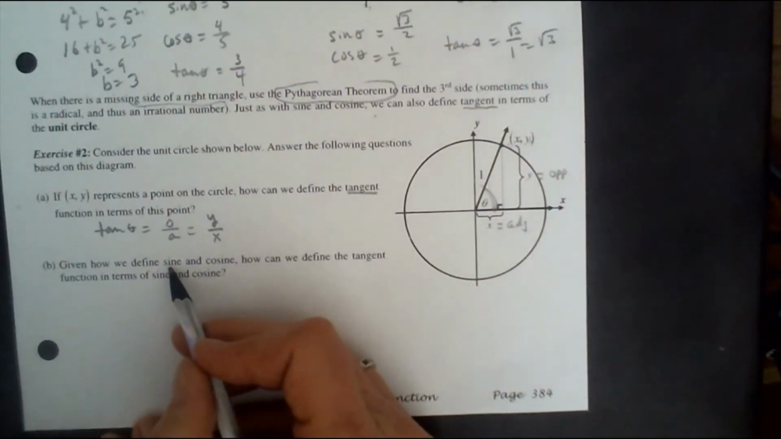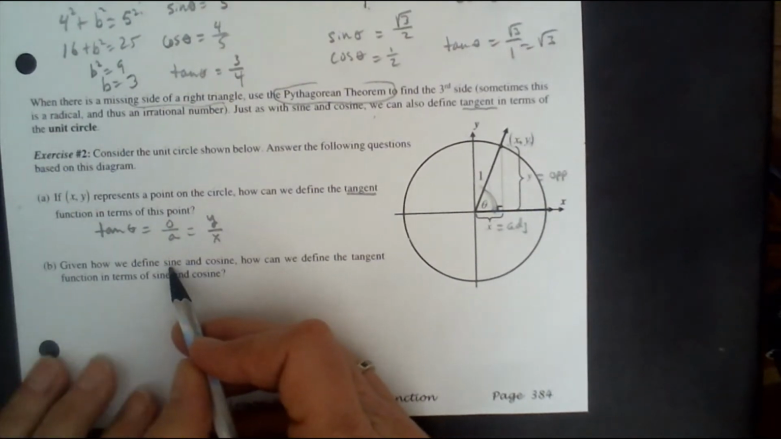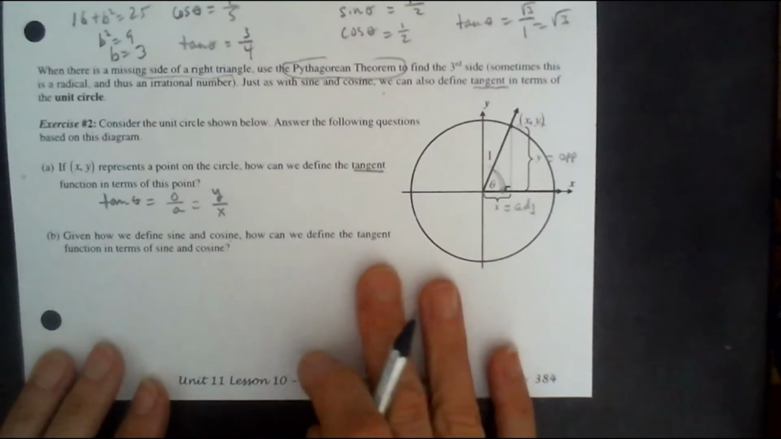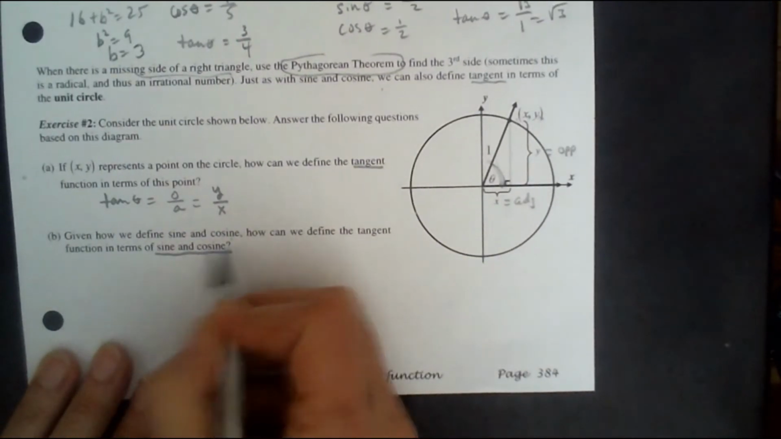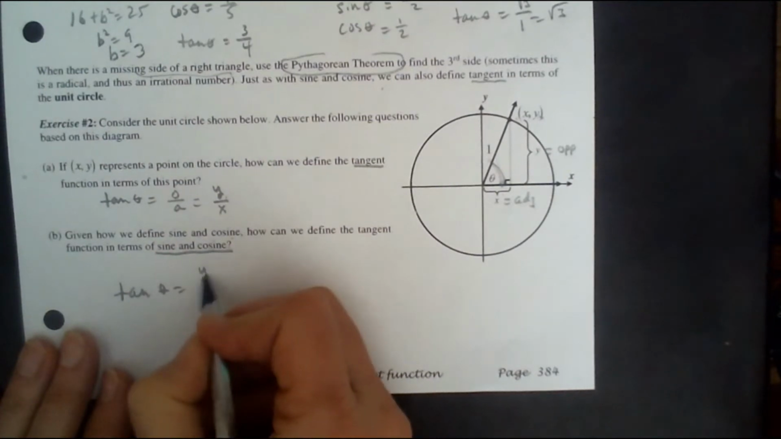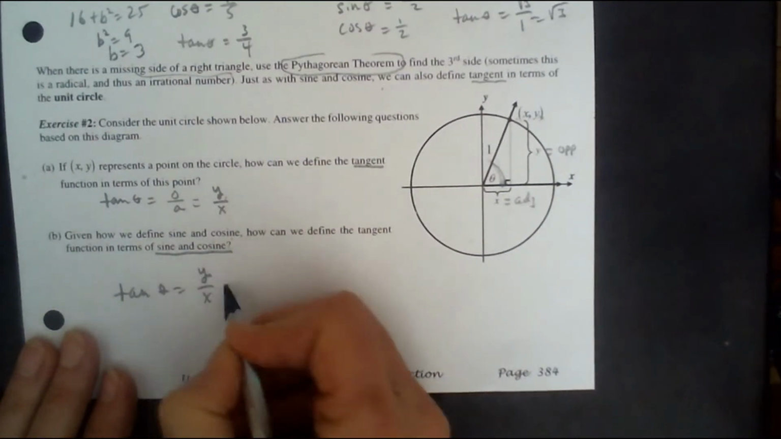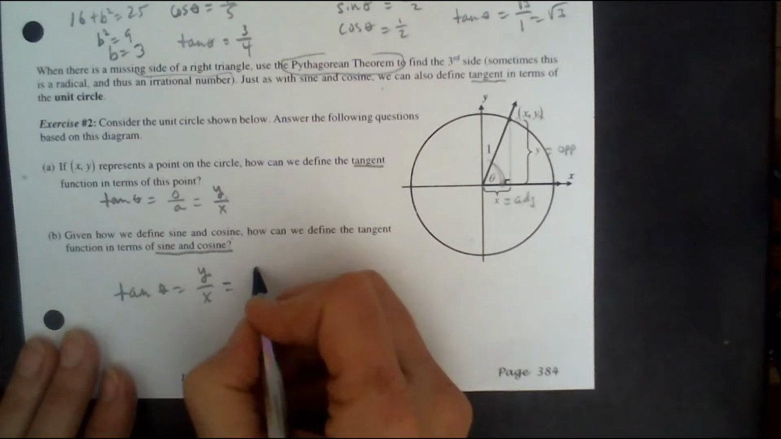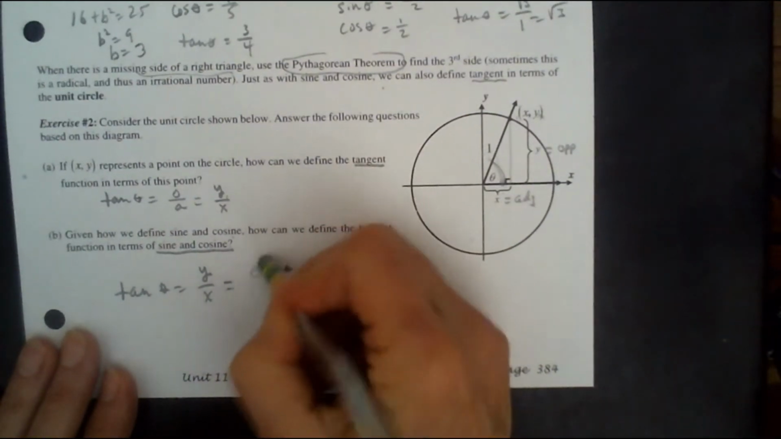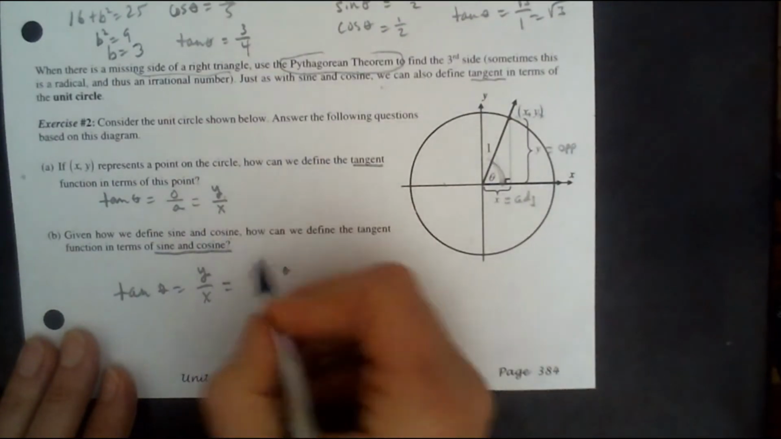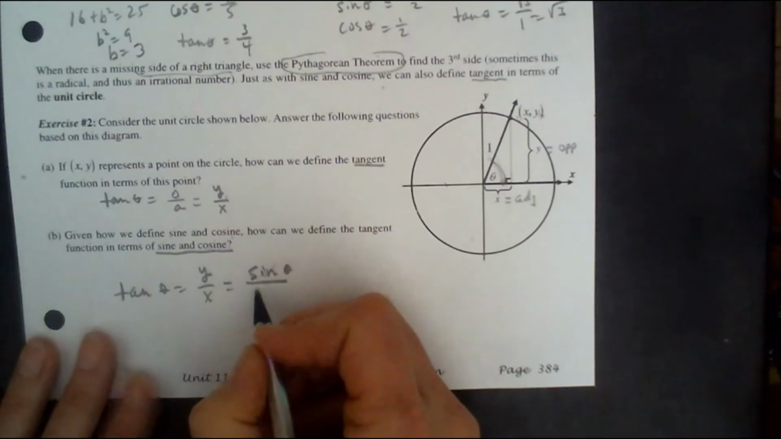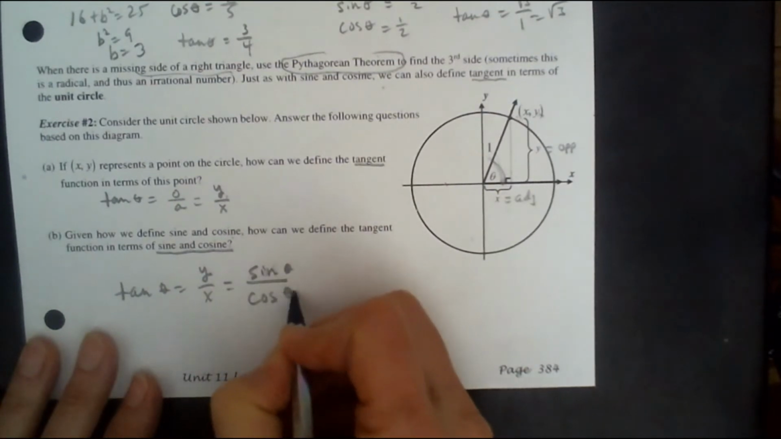And just because we know that the sine of this angle is the y value and the cosine is the x value, we can define the tangent in terms of sine and cosine. The tangent of theta is equal to, remember, y divided by x from up here. But y is the sine of that angle theta, and x is the cosine of that angle theta.